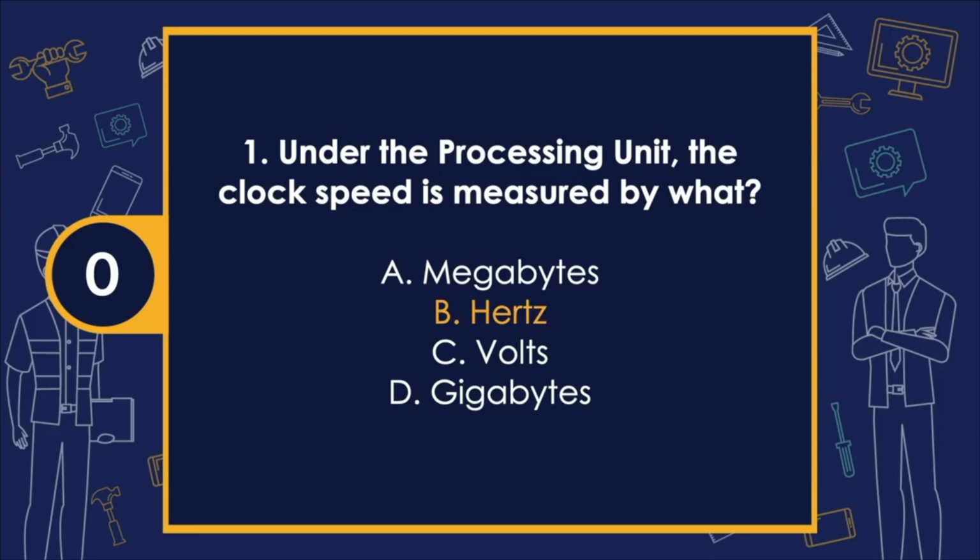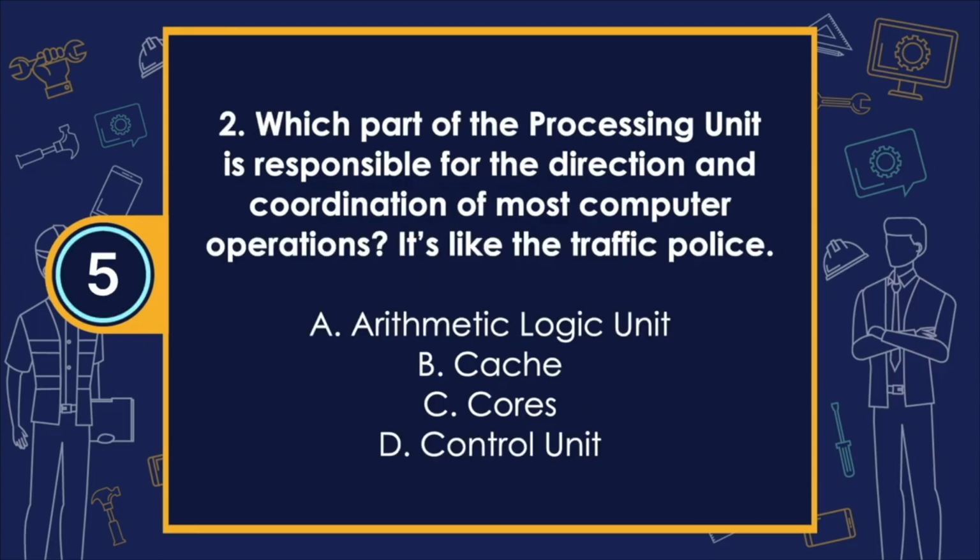Number 2, which part of the processing unit is responsible for the direction and coordination of most computer operations? It's like the traffic police. The correct answer is letter D, control unit.